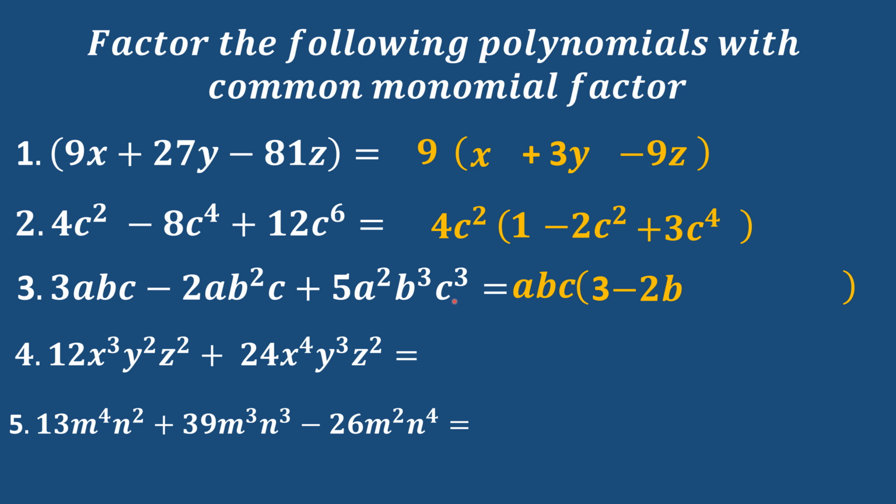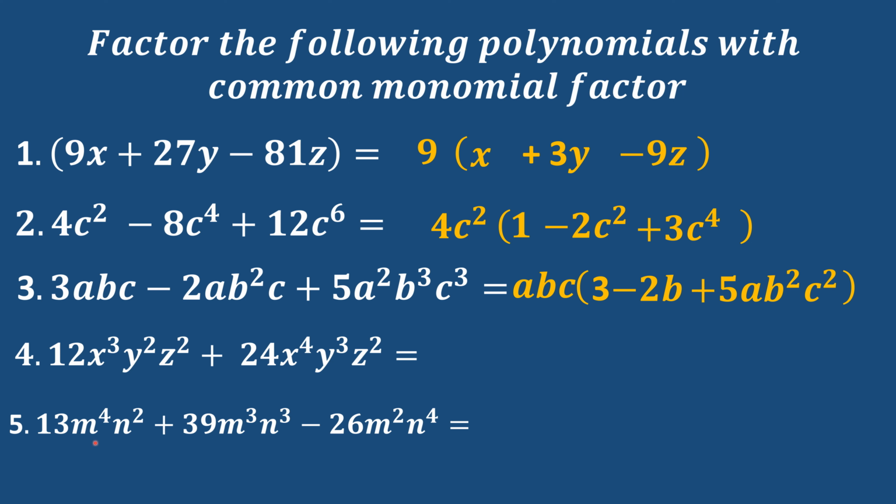While the third term, 5a squared b cubed c cubed divided by abc, our third term is 5ab squared c squared. And then so far, is there still anything common in 3 negative 2b plus 5ab squared c squared? There's none. So therefore, this is already our final factors. Let's proceed to number 4.